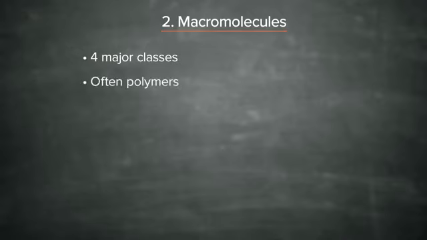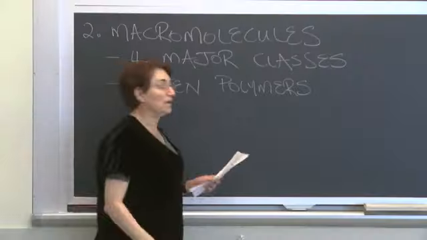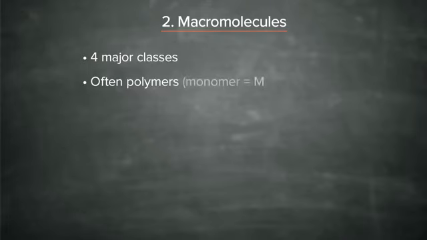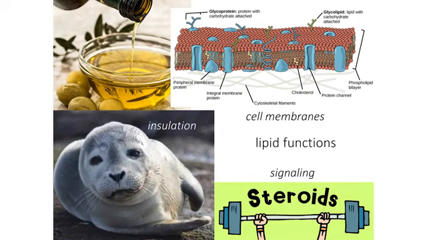That is, they are some kind of joining together of a monomer, which we sometimes write as an M. And a polymer would be M to the N, or N monomer units joined together to make the polymer. Good. Our first class of macromolecules that we're going to discuss are the lipids.